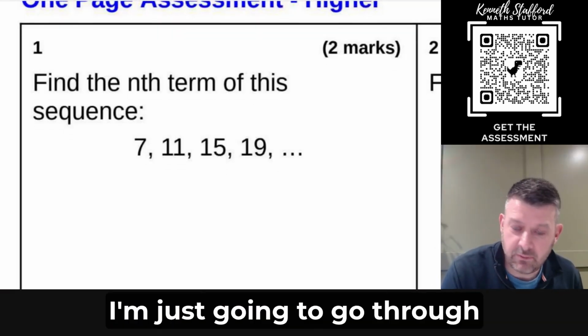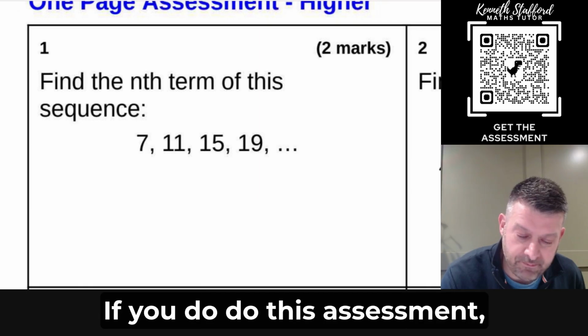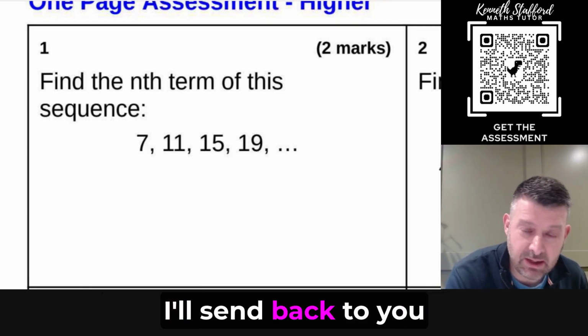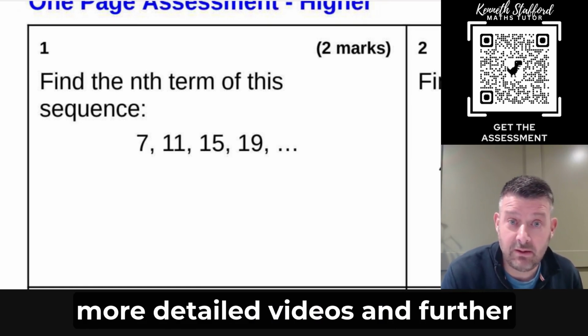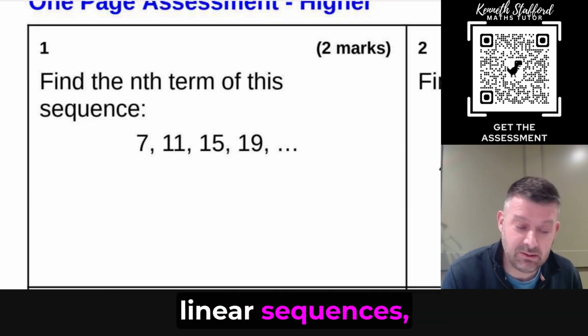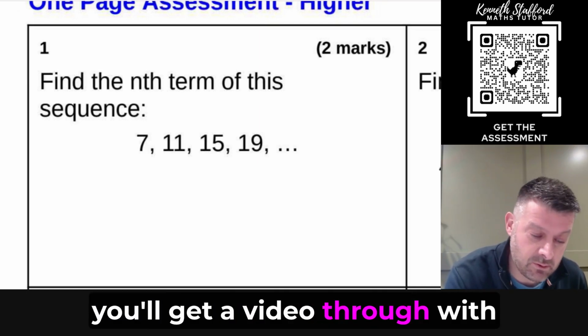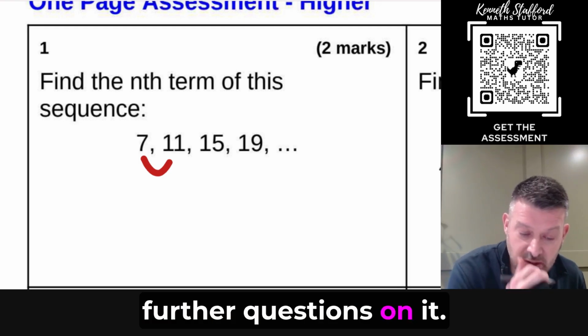Question 1, I'm just going to go through these questions, sort of explaining what you should do. If you do this assessment, I'll send back to you links to further, more detailed videos and further questions on each question. So if you struggle with linear sequences, you'll get a video through with how you do linear sequences and further questions on it.